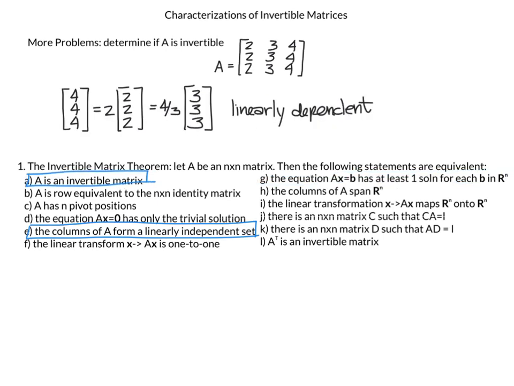An even easier way of deriving that this is not invertible is using E: the columns of A form a linearly independent set. What I can see, though, is these aren't linearly independent because they're scalar multiples of each other, right? 4 is equal to 2 times 2, and it's equal to 4/3 times this 3 vector here. So they're linearly dependent because they're scalar multiples. That means they are not a linearly independent set, which means A is not invertible. That's the easier way to do it.